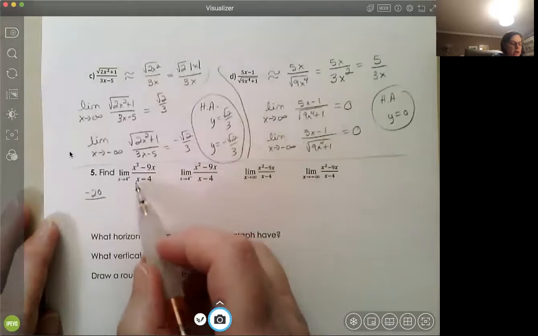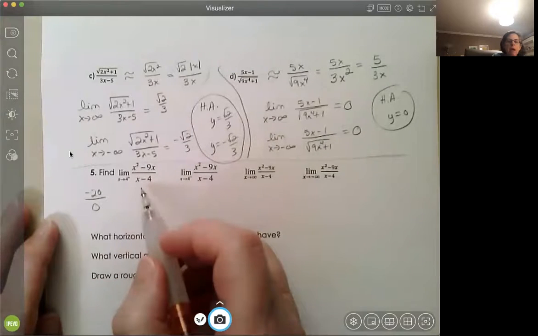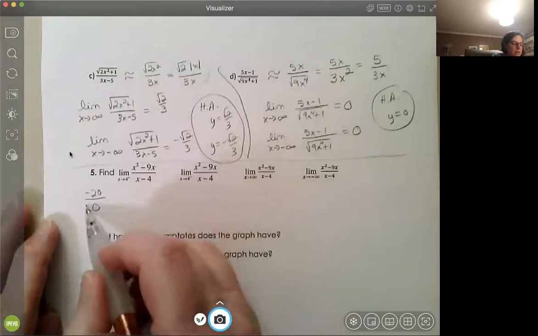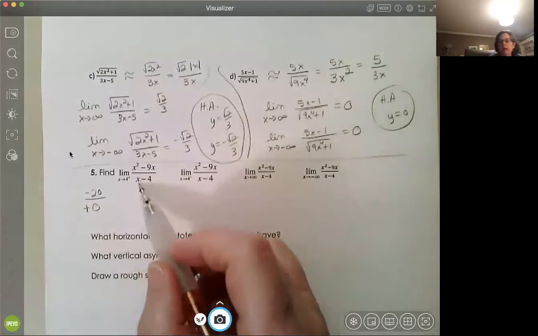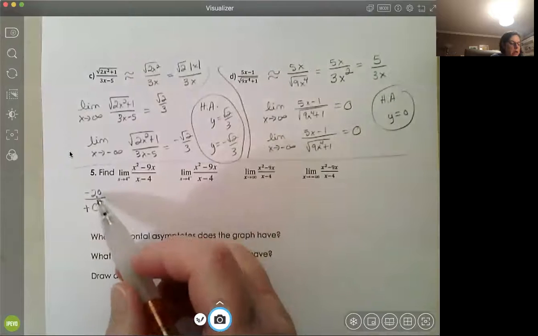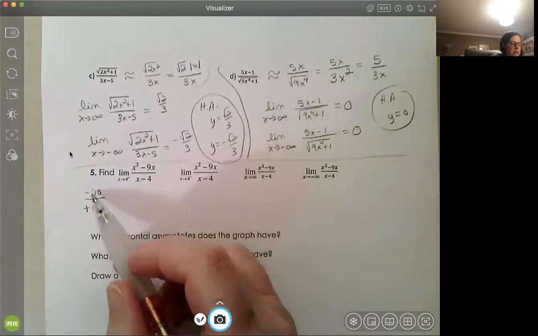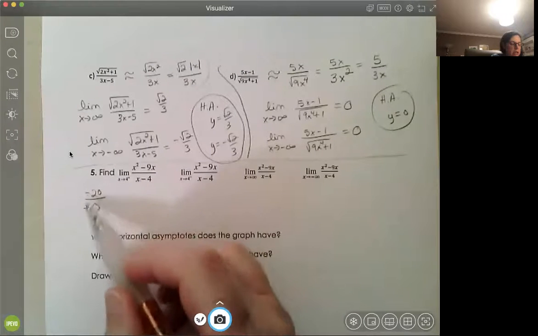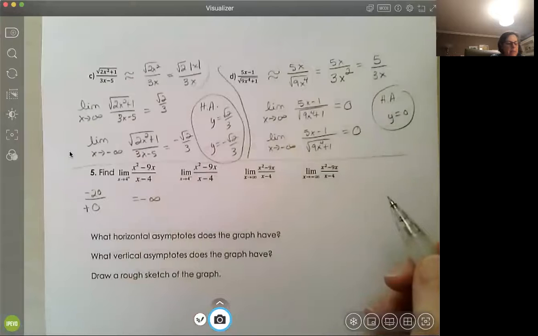In the denominator, something bigger than 4 minus 4 is 0, but it's always positive because the values I'm plugging in for x are a little bit bigger than 4. All right, so anytime you have a constant over 0, I know the limit is either positive or negative infinity. Since this is a negative value, because negative divided by positive is negative, this limit's minus infinity.